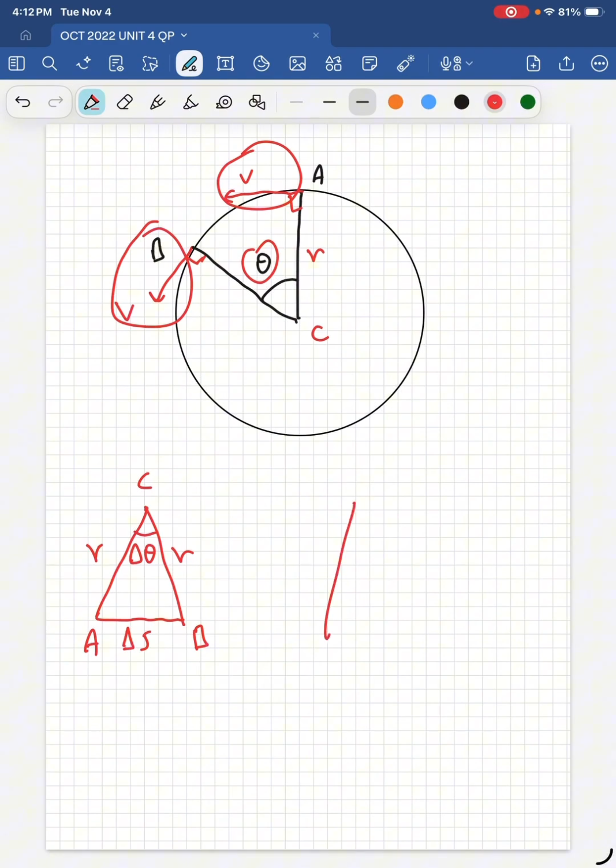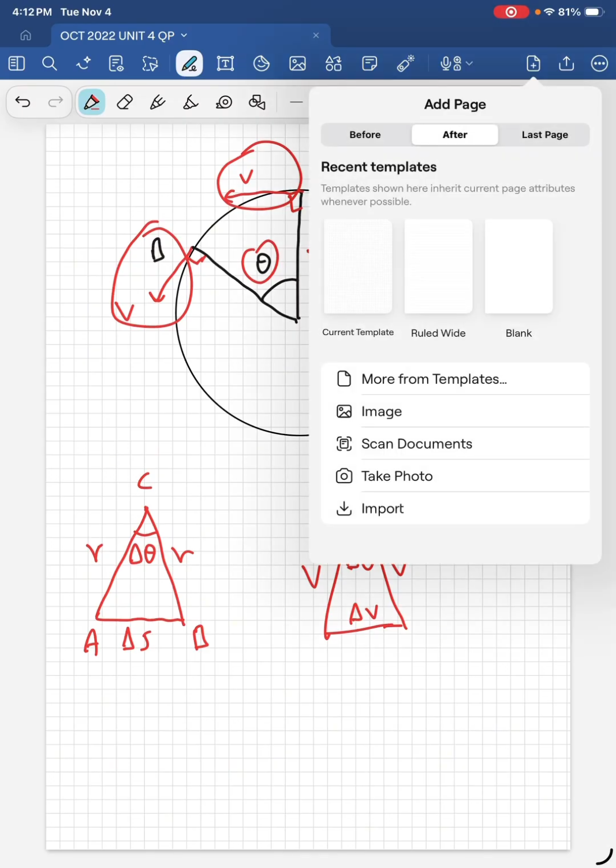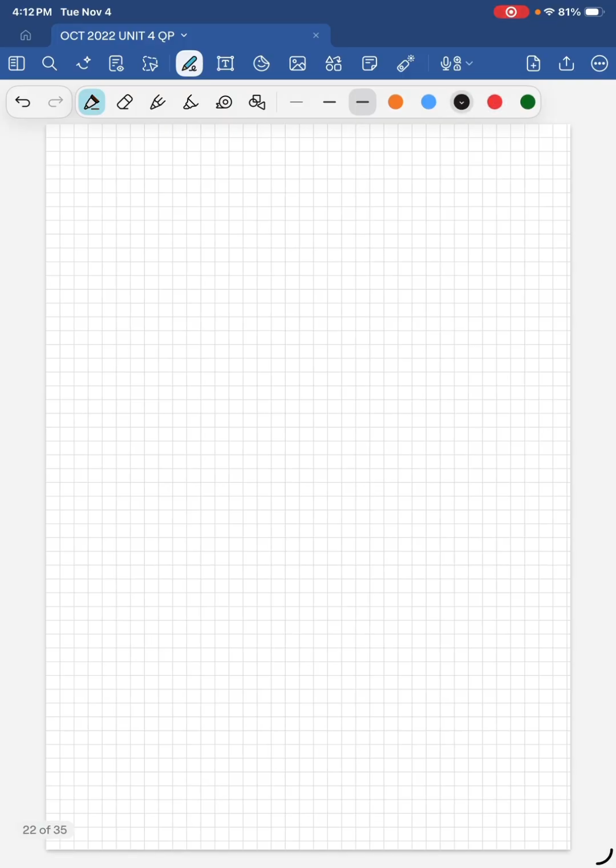So we can also draw another triangle where the sides are now the velocities. And this is delta theta, the angle between the velocity at A and the velocity at B, which is exactly the same as this angle theta. And this is just delta V, the change in velocity. So for small, I will need another clean page, I'm sorry.